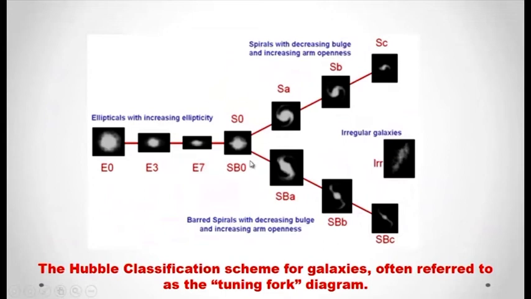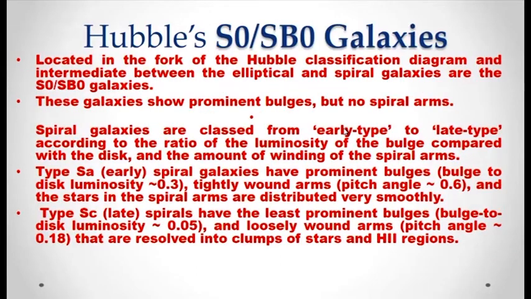The spiral galaxies and barred spiral galaxies are located on the arms of the tuning fork, as we are seeing in this diagram. Located in the fork of Hubble's classification diagram, and intermediate between the elliptical and spiral galaxies, are S0 or SB0 galaxies. These galaxies show prominent bulges but no spiral arms. Spiral galaxies are classed from early type to later type according to the ratio of the luminosity of the bulge compared with the disk and the amount of winding of the spiral arms.